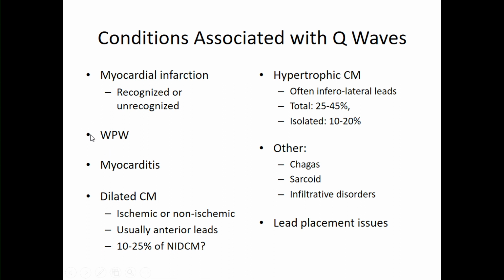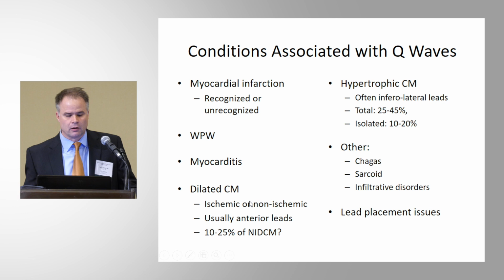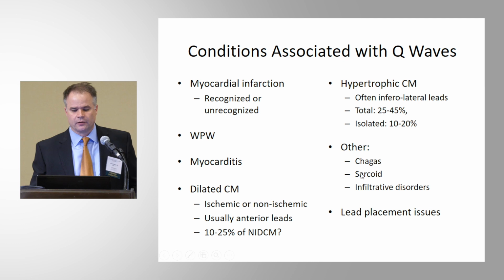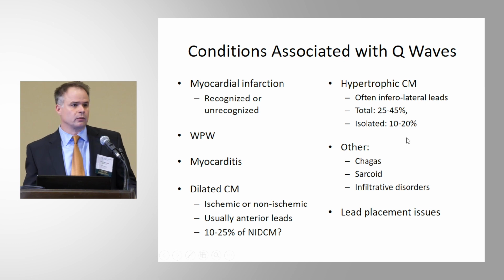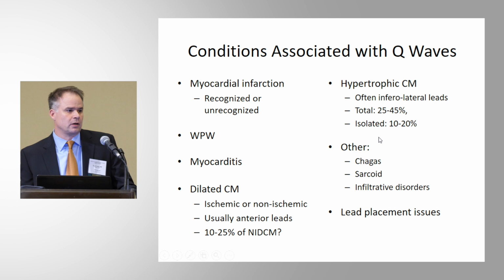WPW can manifest some Q waves. Myocarditis, dilated cardiomyopathy. The thing I'll point out about that is that it can be either ischemic or non-ischemic, and about 10 to 25% of non-ischemic cardiomyopathy patients can have Q waves on their EKG. I'd mentioned before hypertrophic cardiomyopathy, about 40%, and that's the one study I looked at, had Q waves. They're often inferior-lateral. Isolated Q waves as the only finding happens about 10 to 20% of the HCM population. Some other causes: Chagas, sarcoid, infiltrative disorders, et cetera. And as John mentioned earlier, some lead placement issues. We'll get into that in just a little bit.